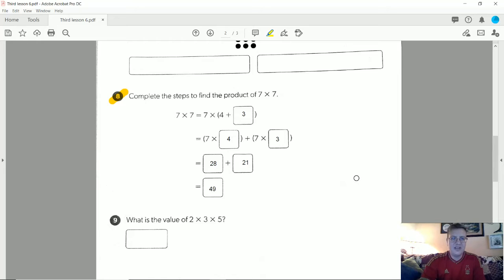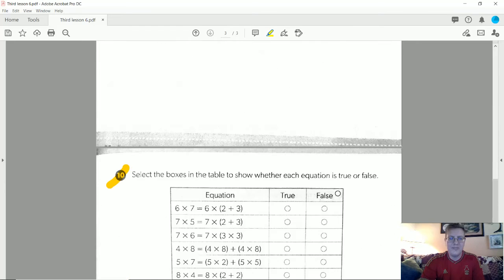Number 8, I've written everything in. So again, we're working with the distributive property. We're taking 7 times 7, splitting it apart into two smaller math facts. So our first step would be to rewrite it as 7 times 4 plus 3. Then we get our 7 times 4 plus 7 times 3, splitting it apart into two separate multiplication facts, taking the products of those, adding them together, and the answer is 49.